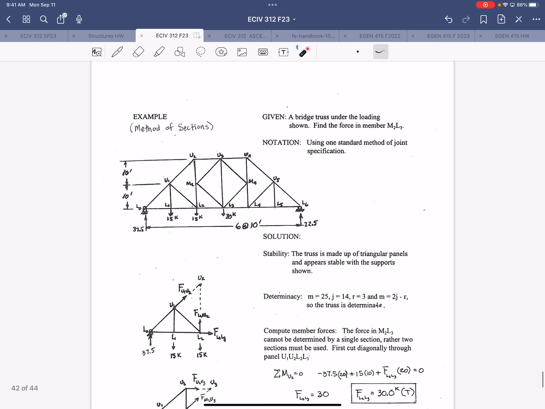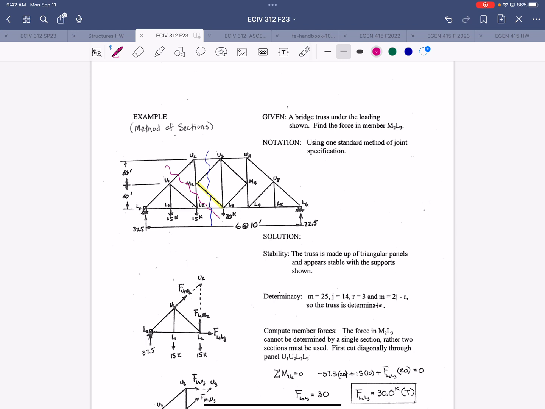So we're looking in this example for the force in member M2L3. That is this member right here. And this solution is going to require 2 cuts to get there. Because if we cut through this panel to expose M2L3, we can't do that without cutting through 3 other members at a minimum, and so we would have too many unknowns. So we need to make another cut first that will allow us to eliminate one of those unknowns. All right, so we can do that.